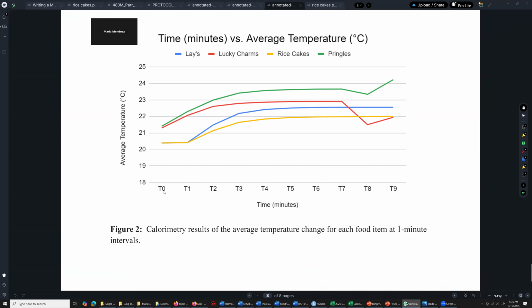So basically you start at T0 and go to T9, which just means 9 minutes. And then the average temperature is on the y-axis in degrees Celsius. We went from like 18 to 25. In blue, they had Lay's. In red, they had Lucky Charms. In yellow, they had rice cakes. In green, they had Pringles. So you can see how those all went.